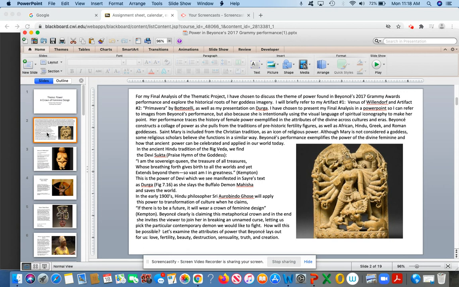2017 Grammy Awards performance. So in this sample, I'm referring to some pieces, one of them being a short paper called an artifact analysis, artifact number one, where I look at the Venus of Willendorf, and another artifact paper that I write on Primavera by Botticelli, as well as a presentation that I do, as a hypothetical student, on the goddess Durga. So what this PowerPoint does is it walks through how those ideas can be traced through, for instance, African, Hindu, Greek, Roman goddesses to include Saint Mary as part of the Christian tradition.